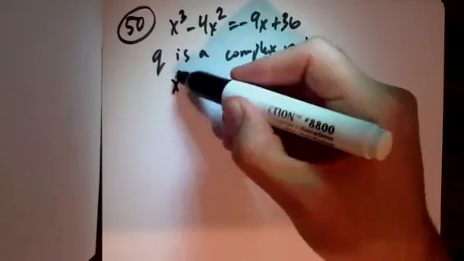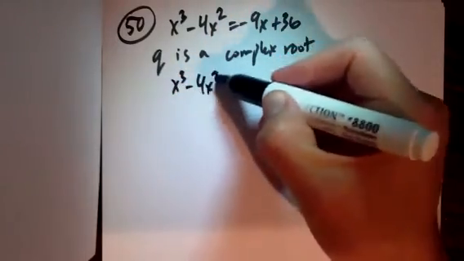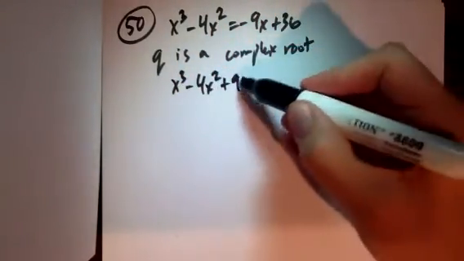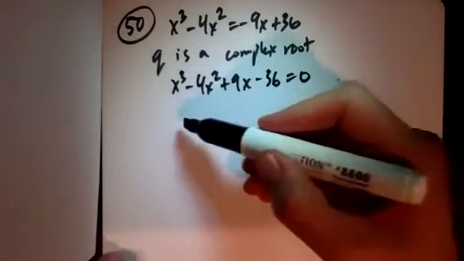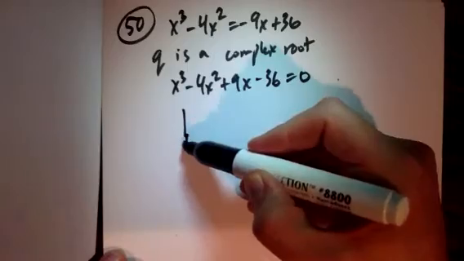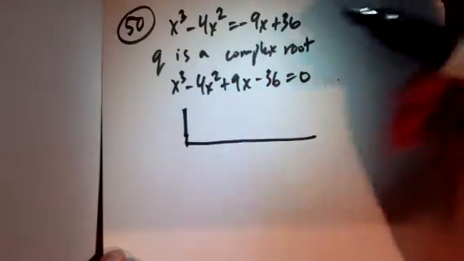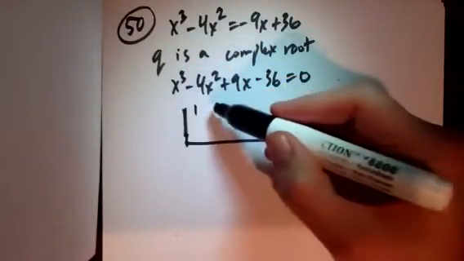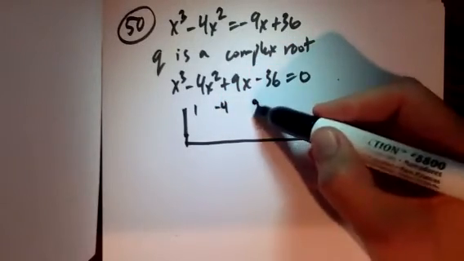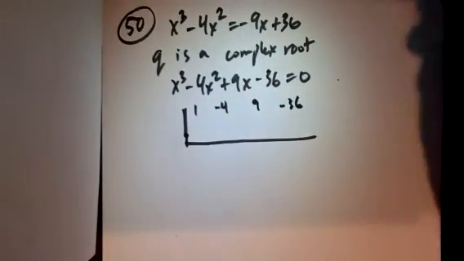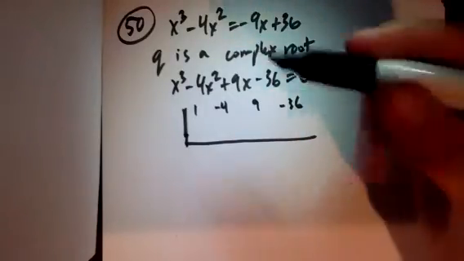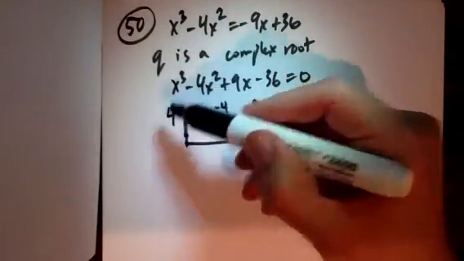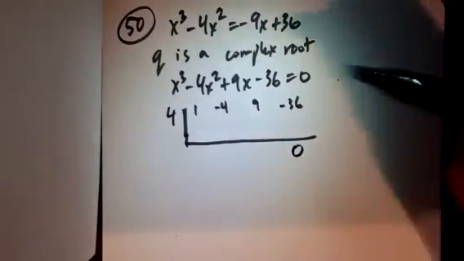So I'm going to start by putting this equation in descending power order and set equal to 0. I'm going to use synthetic division to help me with my roots. 1, negative 4, 9, negative 36. Those are the coefficients of the polynomial equation. 4 is a root, so I'm expecting the output here to be 0.